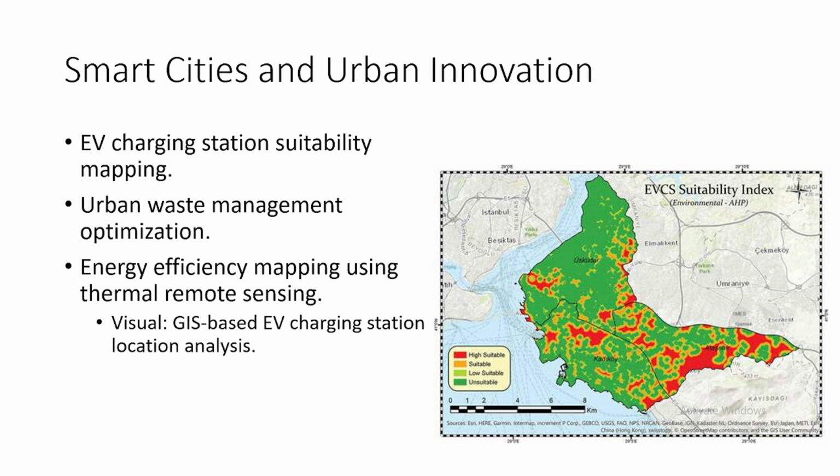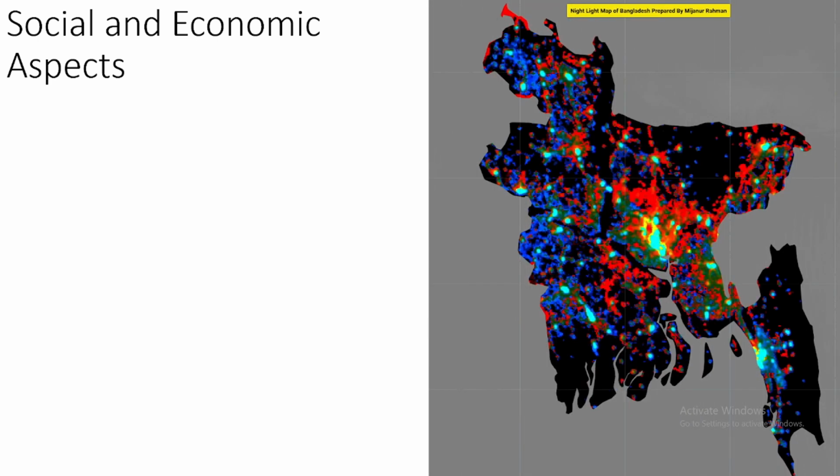So this is another example, as we also do for the social and economic aspect. If you check this type of mapping, it's called the night light map. The night light map is very important data for the social and economic aspect, because we also do population density estimation. Where we find high population density, we also find high night light activities. Suppose you check this, the capital of Bangladesh.